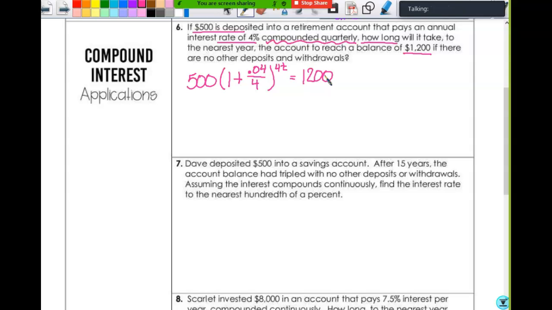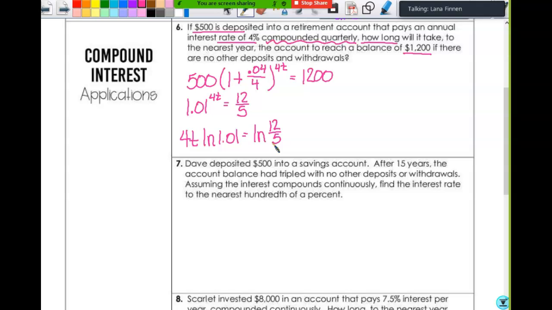Okay, so that's it all substituted in. I'm going to start by dividing by the 500, and simplify this. 0.04 divided by 4 is 0.01, so this is 1.01 to the 4t power. If that was way more complicated, I could totally leave it like that and just let the calculator take care of it. And this is going to equal 12 over 5, right? 1,200 over 500. So now I'm solving an exponential. I have it isolated, so I'm going to take the log of both sides and bring my exponent out front. This will give me 4t times the natural log of 1.01 equals the natural log of 12/5.